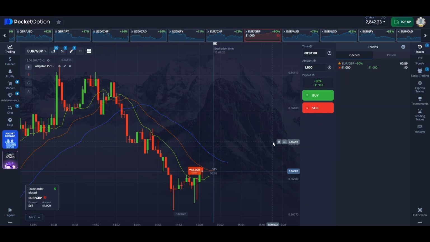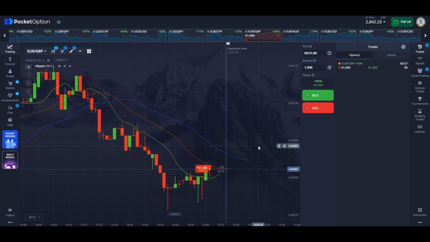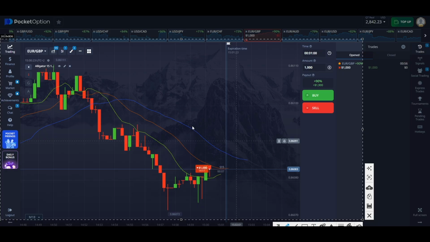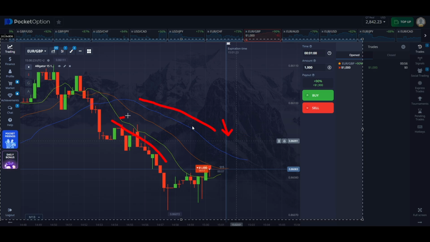Let's look at another example and talk about which entry points are worth using. For example, here's a currency pair, Euro to British Pound. What can we observe here? Right now, the alligator's mouth is closed. The green line is below, and the blue line is above. So, this is a sell entry point. Where do we open our trade from? We open our trade between the green and orange lines. That is, within this range.